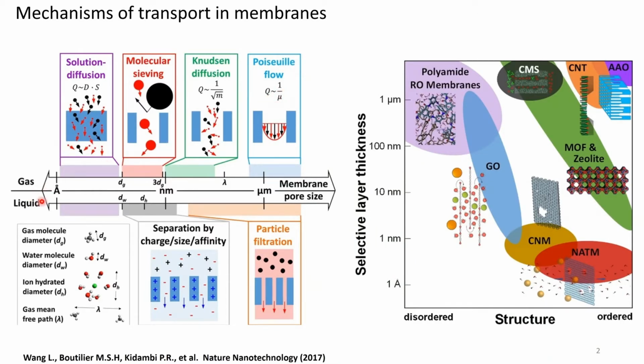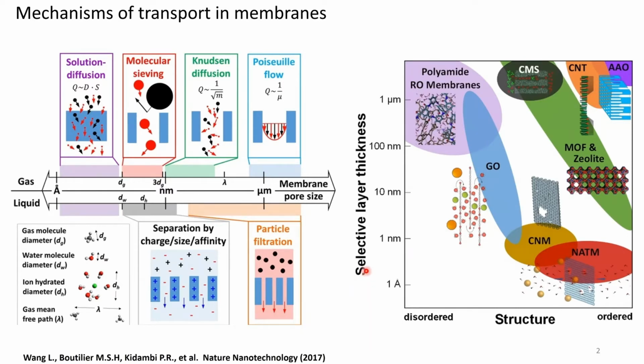On the bottom end, then you have liquids. In liquid phase separation, you can have either solution diffusion identical to gas phase, or you can have separation based on charge or affinity as you increase the size a little bit further. As you increase the size even more, what you end up with is particle filtration, where effectively larger particles are being retained, whereas smaller particles are able to get through.